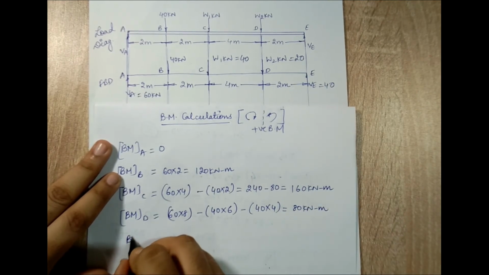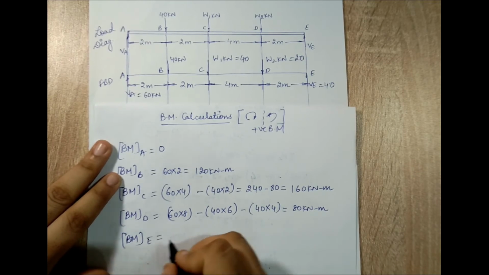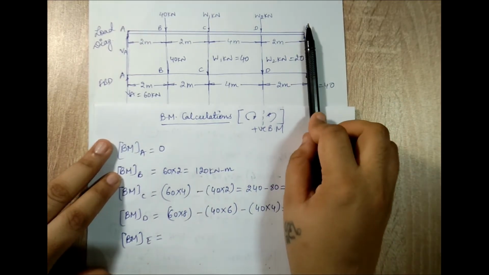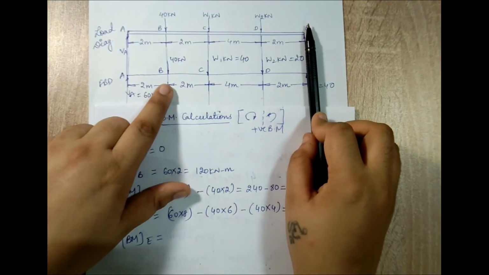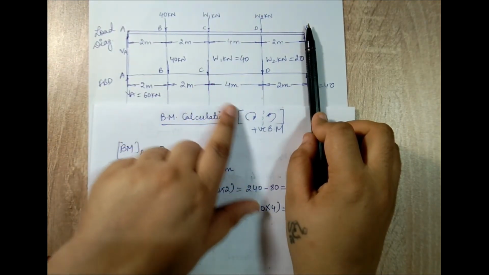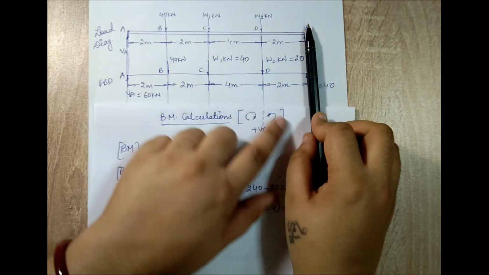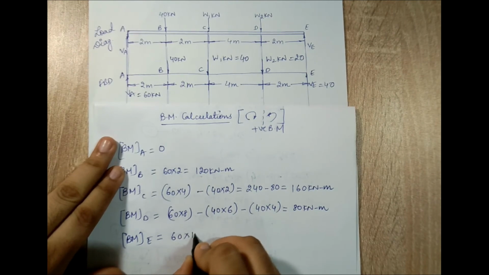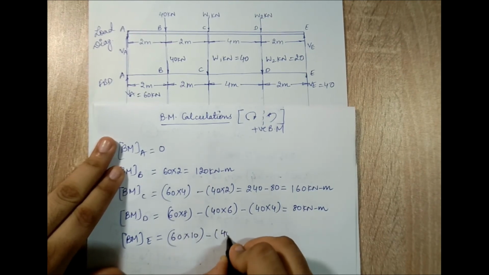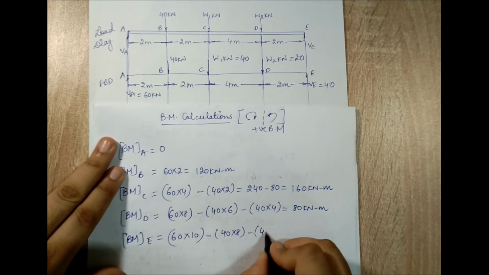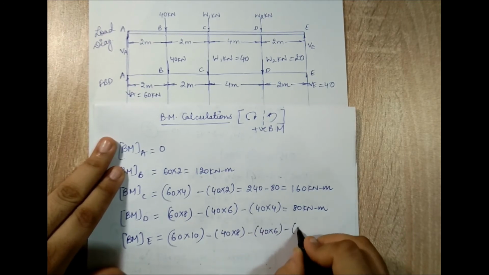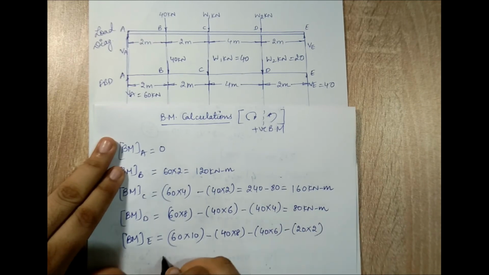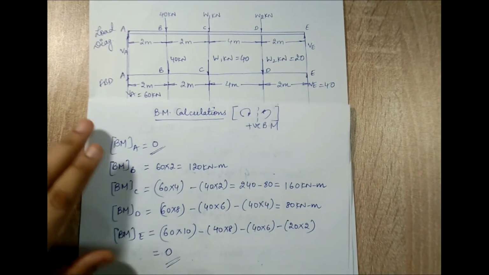And last, I'll calculate the bending moment at point E. When I stand at E, VA will turn clockwise, 40 will turn anti-clockwise, this 40 load will also turn anti-clockwise, and 20 will turn anti-clockwise. So I'll have 60 into 10 minus 40 into 8 minus 40 into 6 and minus 20 into 2. I get the value as 0. So I'm starting at 0, I'm ending at 0. My values are correct. I'll plot them now.